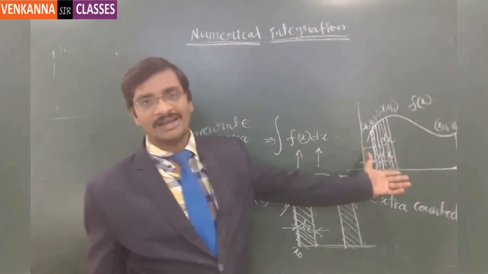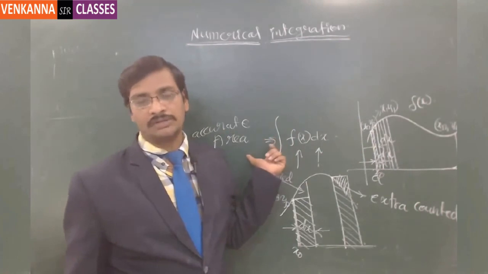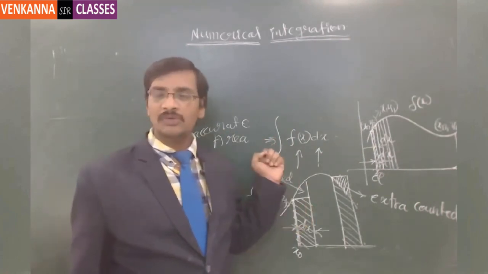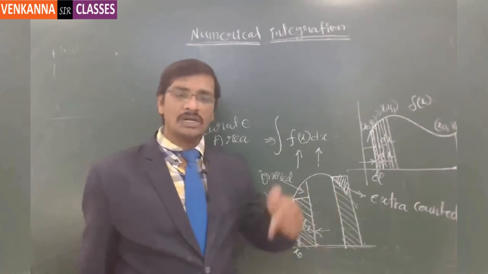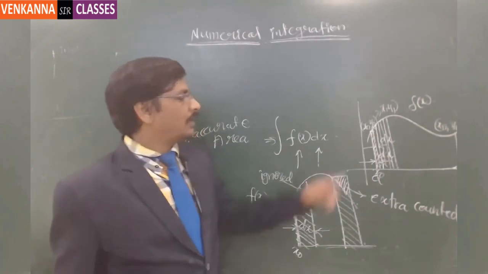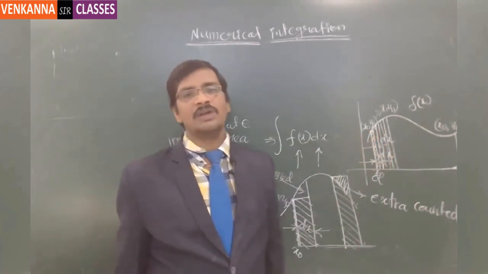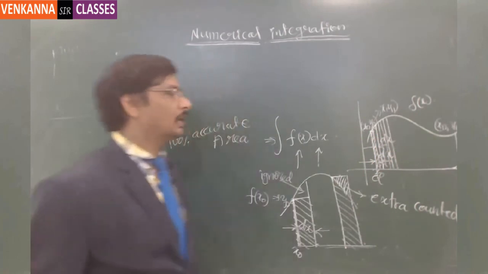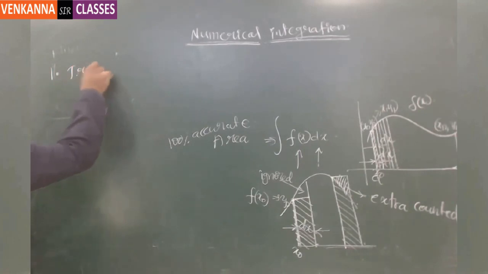But if you do it analytically, then you might get 99.99%, 100% accurate. Here we need to bear with the error, but how much error you want to tolerate will be a question. Depending upon how you want to approximate these data points, there are different methods we are bringing up. The first method is the trapezoidal rule.